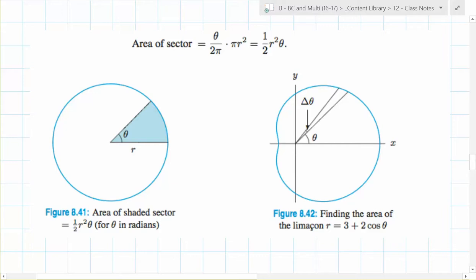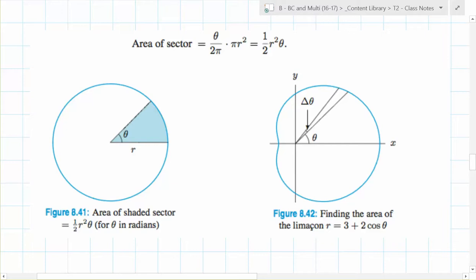Is this a perfect circle? No, it's a limacon. It's a kind of polar graph. You'll see it. It's 3 plus 2 cosine theta. This is still a sector though. What's the only difference really between this type of sector and this sector right here? Different percent, but what else? What's this and what's this? Different r values, right? Okay.